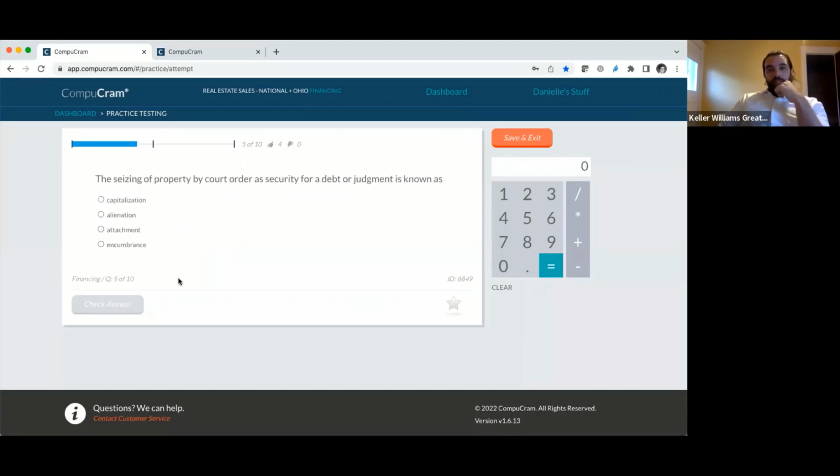Question number 5, the seizing of property by court order as a security for a debt or judgment is known as A, capitalization, B, alienation, C, attachment, or D, encumbrance.